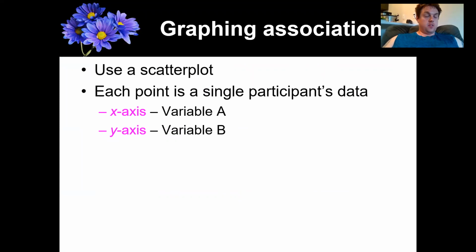So let's say again, I was looking at shoe size and height. Well, what I would do is I take a whole bunch of people and get their shoe size and get their height. And then each participant would have an X and a Y score. Okay, so they'd have two scores, two variables, shoe size, height.